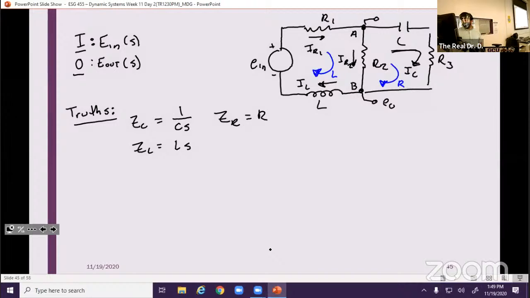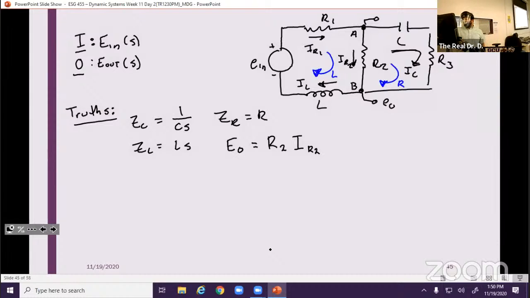Similar to the one we did in class the other day, right? If we're using this E out, we can tell that E out is just R2 times I. I guess it's I R2. All right, so I would ask for the transfer function of E out to E in, right? That's what I want to find.